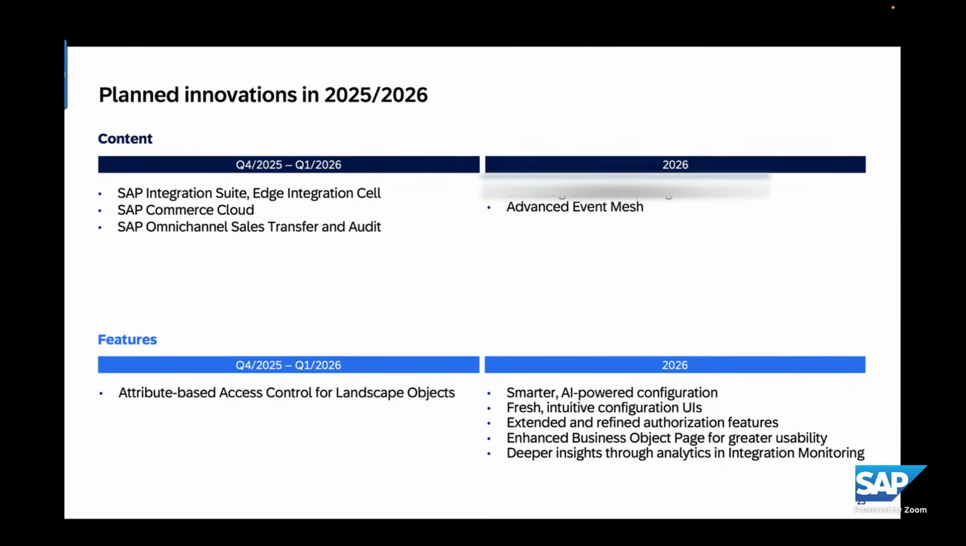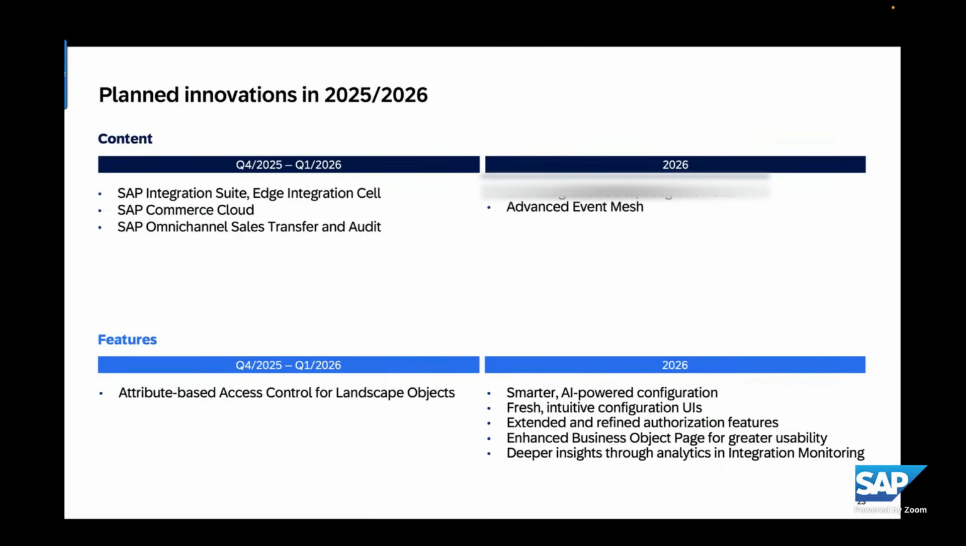From a feature point of view, we will definitely bring out an attribute-based access control for landscape objects. That means if you have more than one cloud integration tenant in your landscape, you will be able then simply to restrict also the access to this landscape objects or to this cloud integration tenants, so that not everybody can simply see each and every cloud integration tenant.